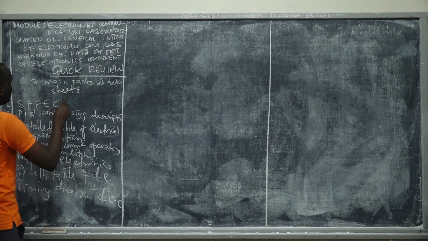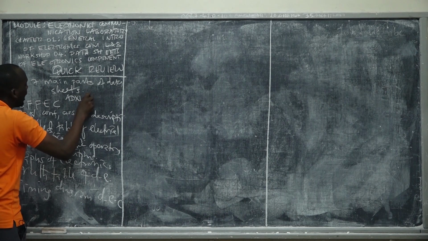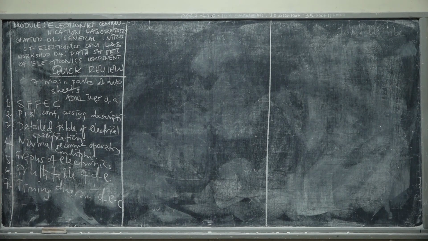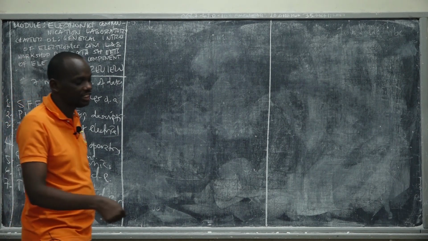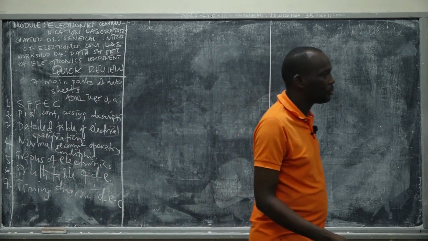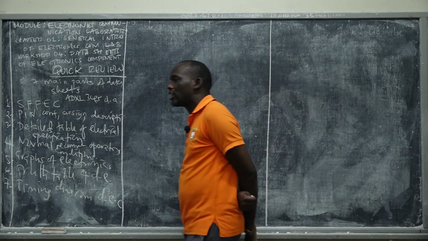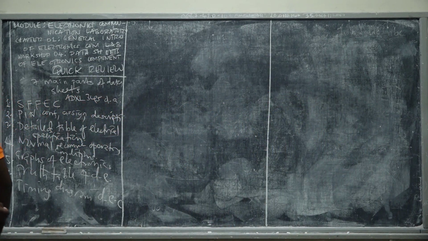We are going to use a data sheet called the ADXL345, a digital accelerometer. That data sheet has 36 pages, and those 36 pages have more than the 7 parts I've mentioned. Your responsibility, as a technician, professional, or engineering student, is to be able to read a data sheet and extract important information that can help you in your design. That is your responsibility as an electronics or telecommunication engineering student.